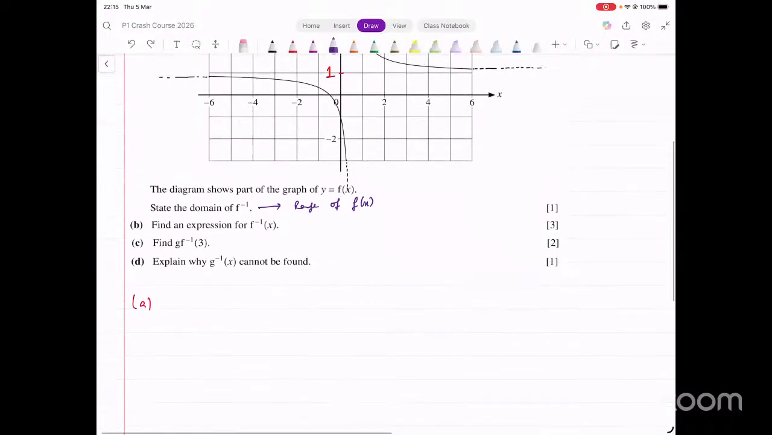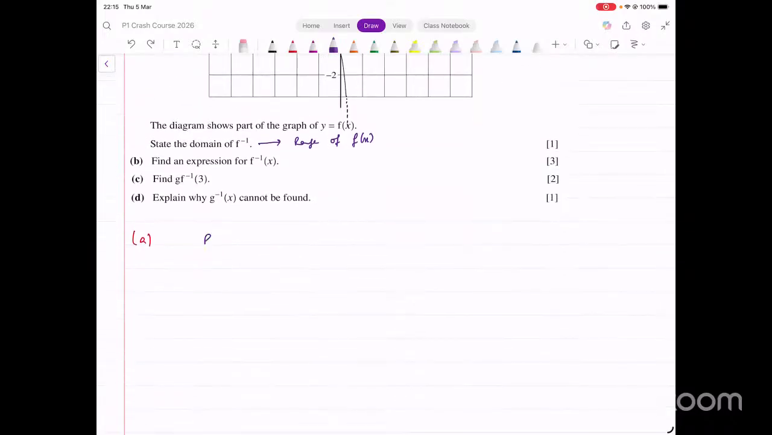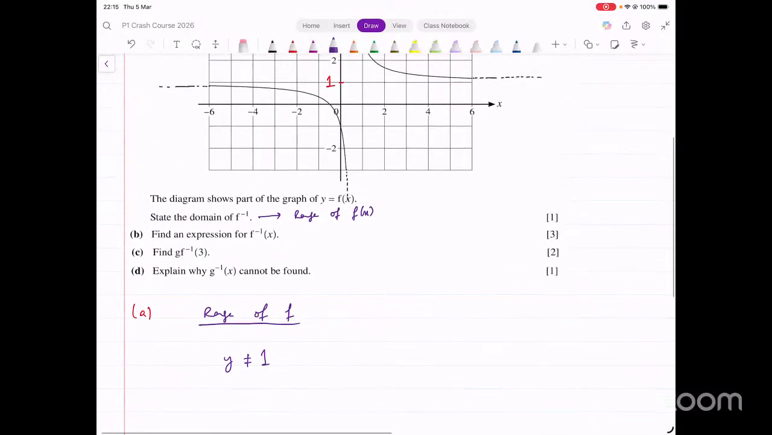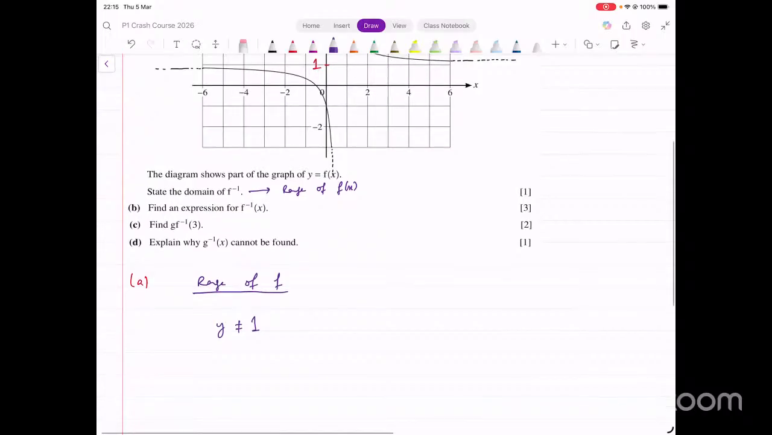So that's what we write as the range. We say the range of the function f is y not equal to 1. That's the range of this function. Now, if that's the range of the function, what about the domain of f inverse, the domain of the inverse function? That must also be not equal to 1.